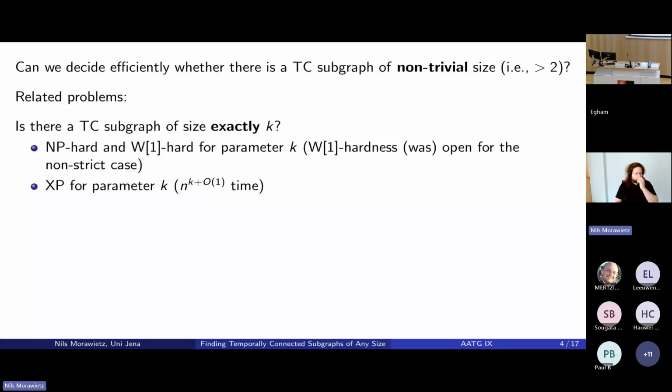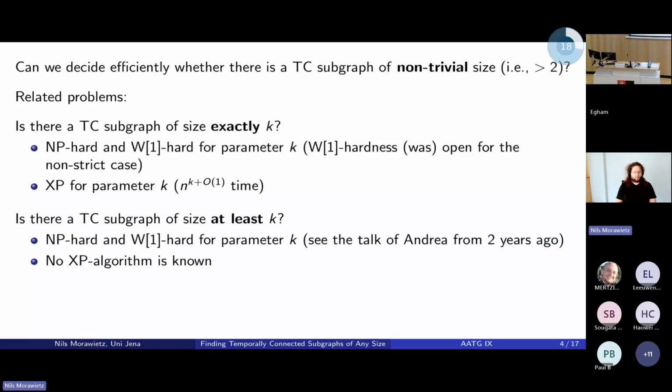And the similar related question is, is there a TC subgraph of size at least k? This is also NP-hard and W[1]-hard for parameter k. If you're interested, Andrea gave a talk 2 years ago here at AATG about that. But for this problem, no XP algorithm is known. Why? Well, we ask for size at least k. This means that if we ask for a specific lower bound for the size, it doesn't mean that it is one of exactly this size or this size plus 1 or so on.